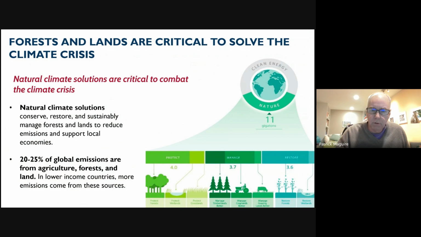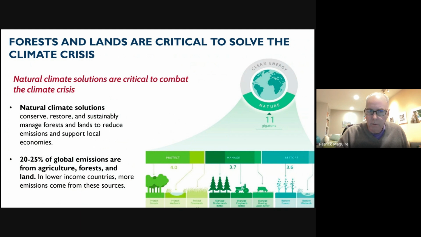Again, the landscapes we're talking about here, a lot of this is focused on forests, but there's other critical high carbon density landscapes that we work in, including mangroves and peatlands or wetlands, but also managed landscapes such as agricultural landscapes, and things like plantations would fit under management.